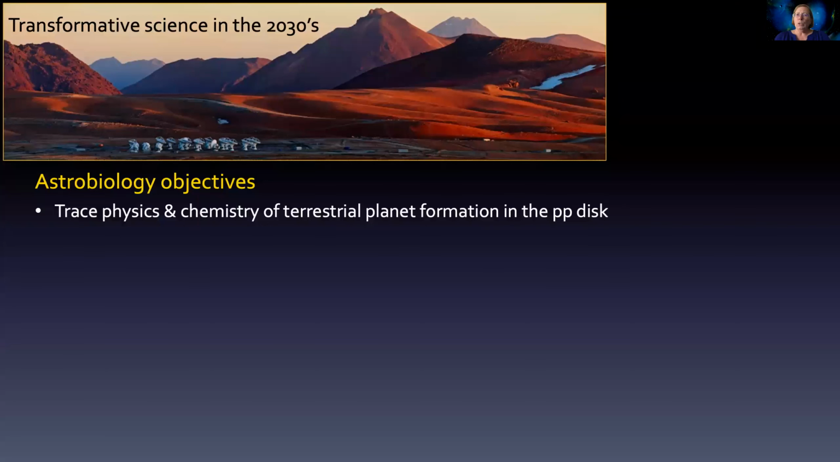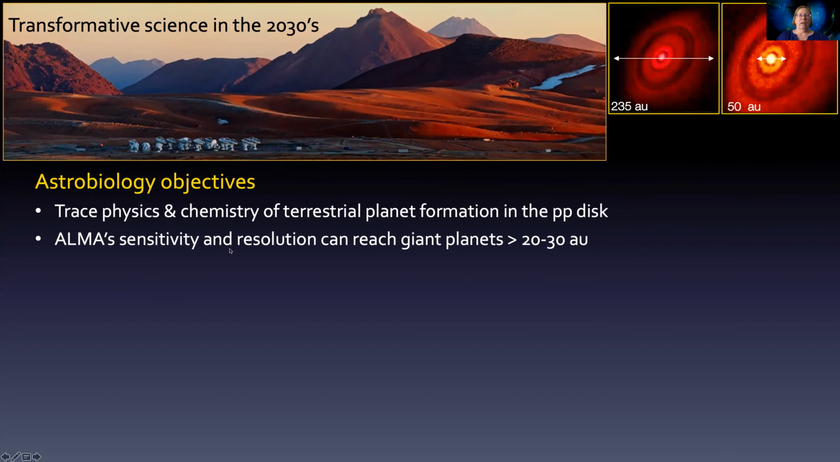So given that the goal is to trace the physics and chemistry of the terrestrial planet formation in the protoplanetary disk, we're not quite there yet observationally. Now, with facilities such as the ALMA array in Chile shown here, we're starting to get a glimpse, but we don't yet have the sensitivity or the resolution to trace planet formation. If you take a look at the images here, these are some of the spectacular images that are now coming in from ALMA of protoplanetary disks.